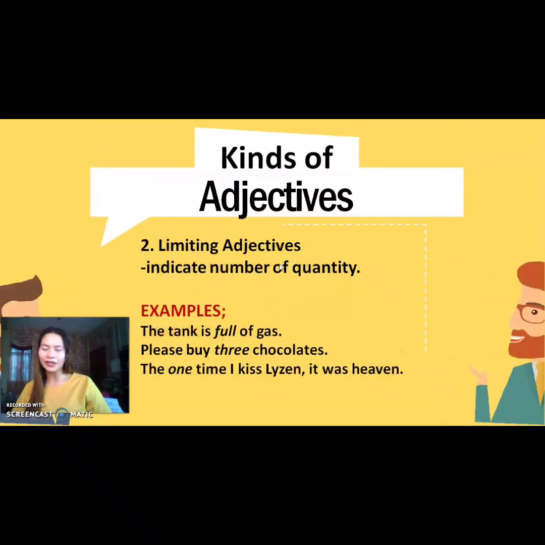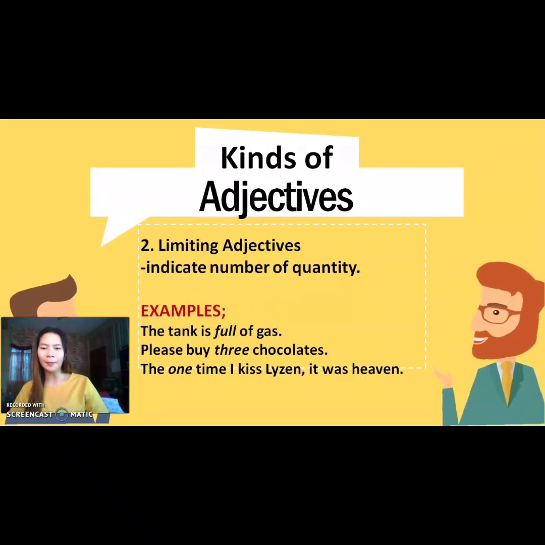So let's proceed with the second one, which is limiting adjectives. It is defined as indicating number or quantity. So what is italicized here is what we call the limiting adjectives.